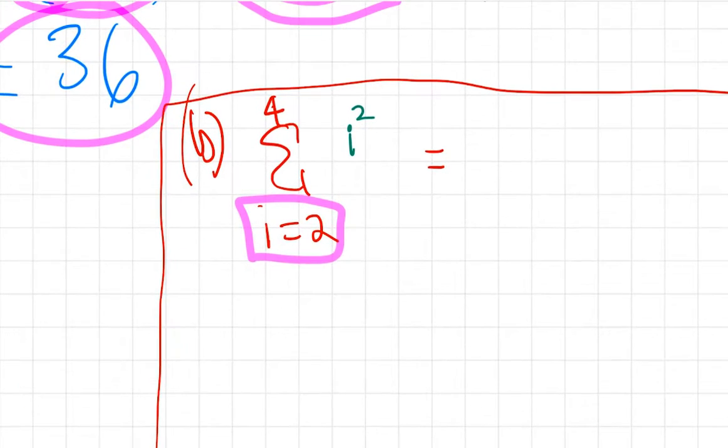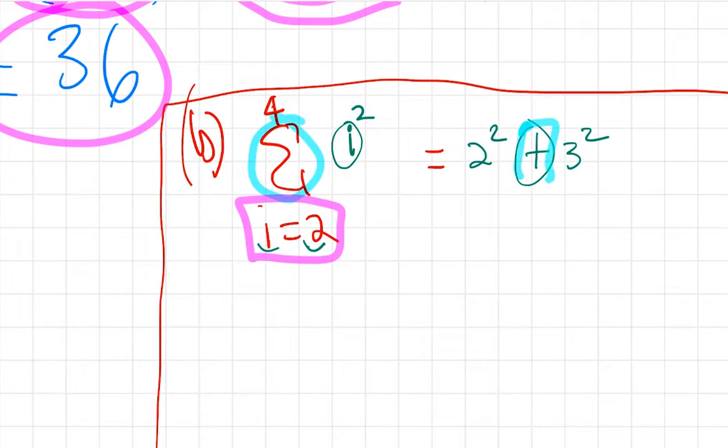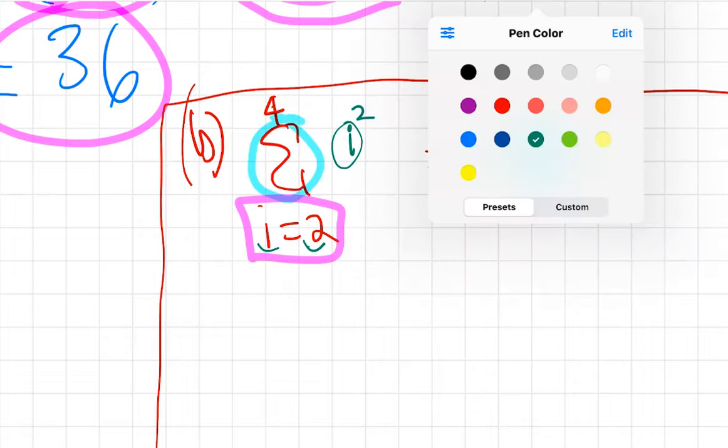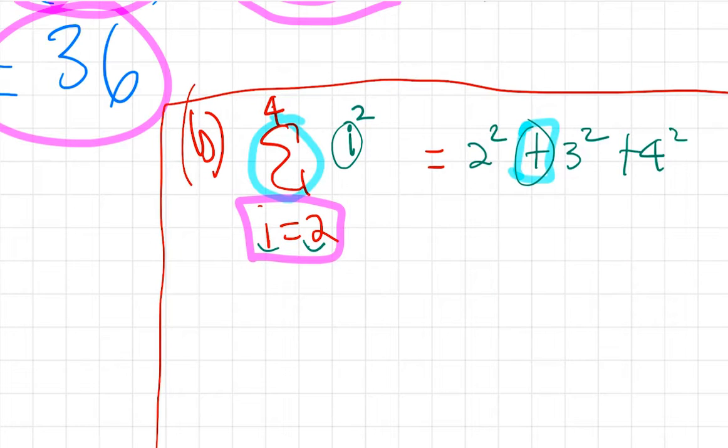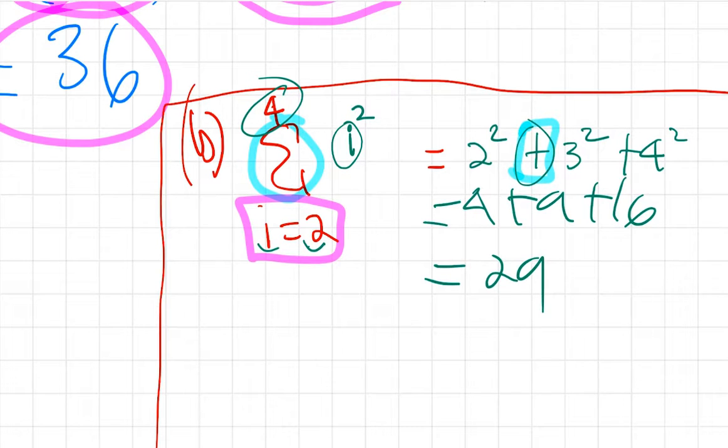So the first i value is 2. So I'm going to replace this i with 2. It's going to be 2 squared. Then we go up by 1: 3 squared. And the reason that's a plus is because we have this summation symbol. The summation symbol means we're going to add the term values together. Then the next one would be plus 4 squared. And if we look at it, 4 is the last i value. Okay, add that all up. 4 plus 9 plus 16 is 29. Okay, that's how you go through that.